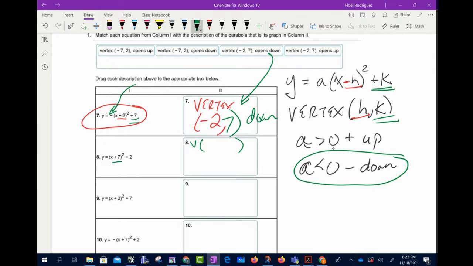So again, I'm going to change this sign. So it's going to be negative 7 and -2. That one there is positive, so the graph's going to open up. There you go. So then I would just take this one and I would drag it over here.